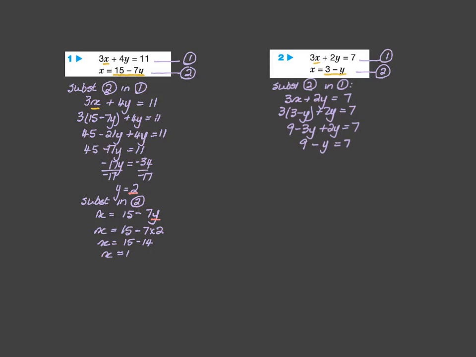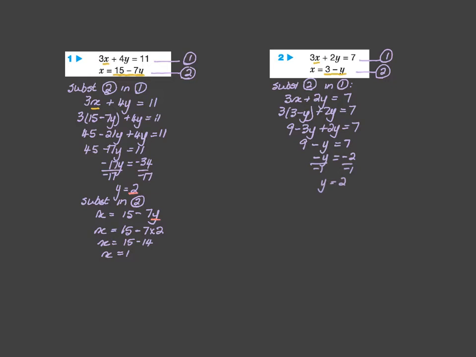I want to isolate the y term, and so I am going to subtract 9 from both sides. So on the left, I will have negative y, because 9 minus 9 is 0, and 7 minus 9 is negative 2. I don't want negative y, I want y. So I'm going to divide both sides by negative 1, and then I get y is equal to a negative divided by a negative, positive 2.